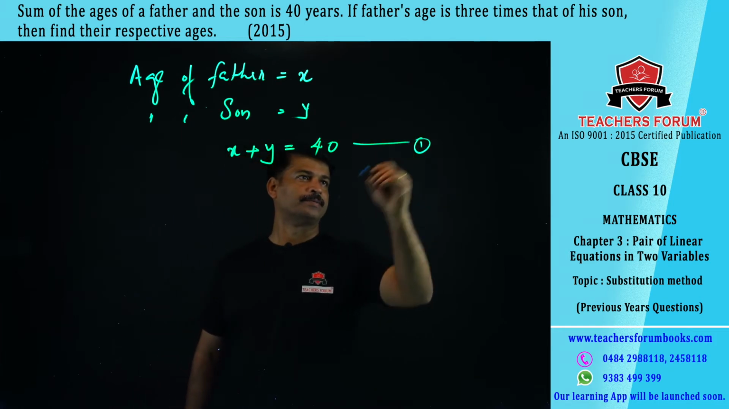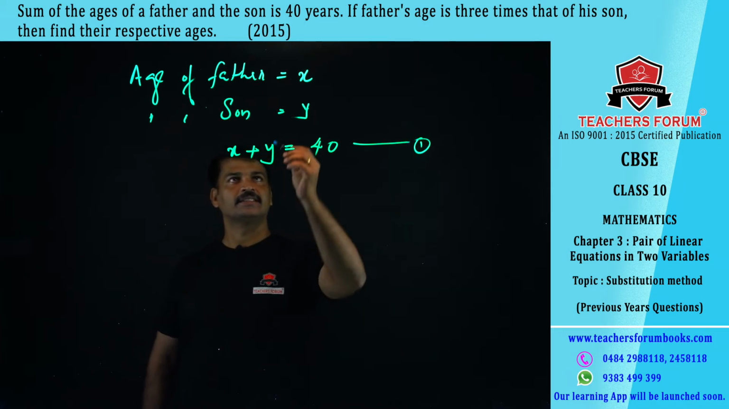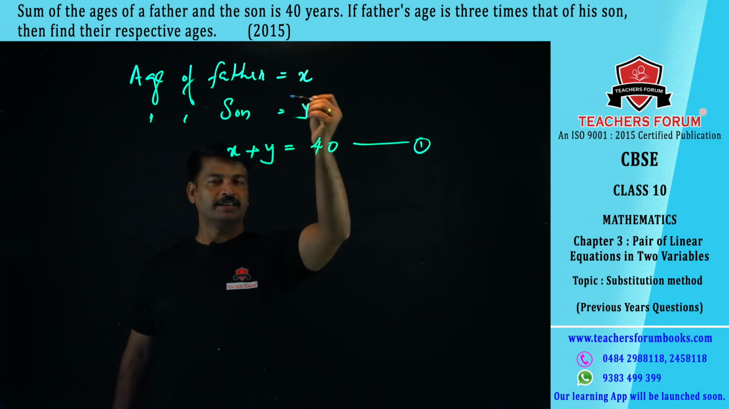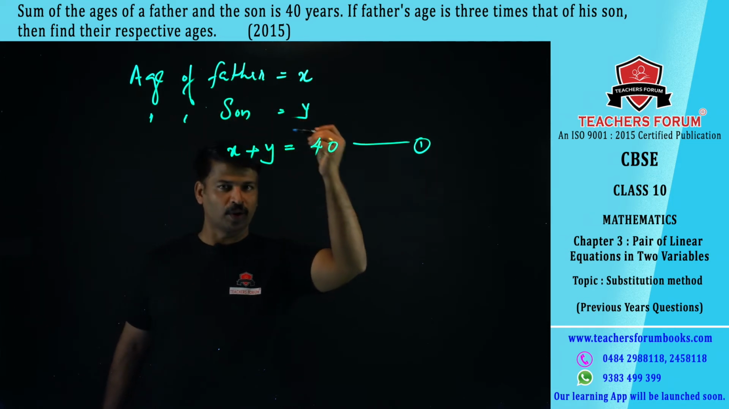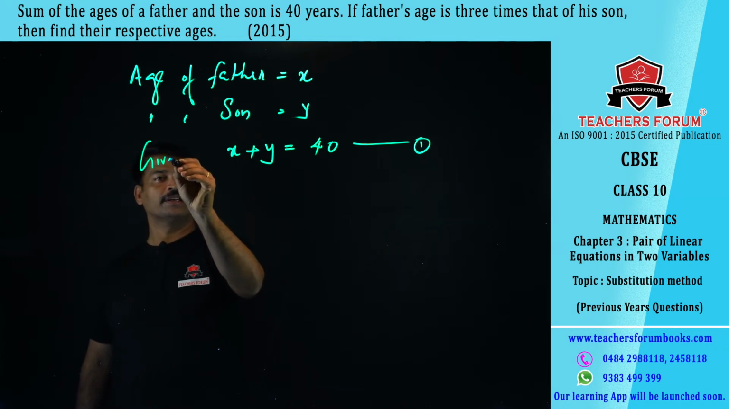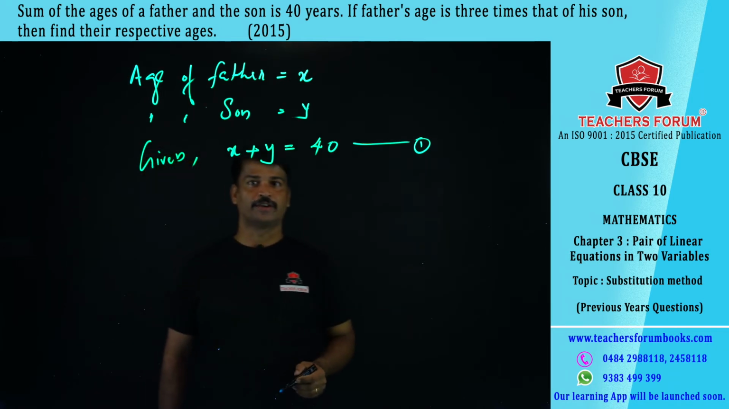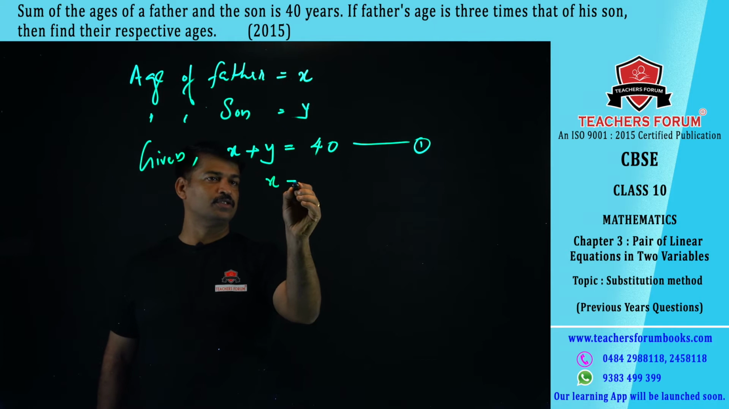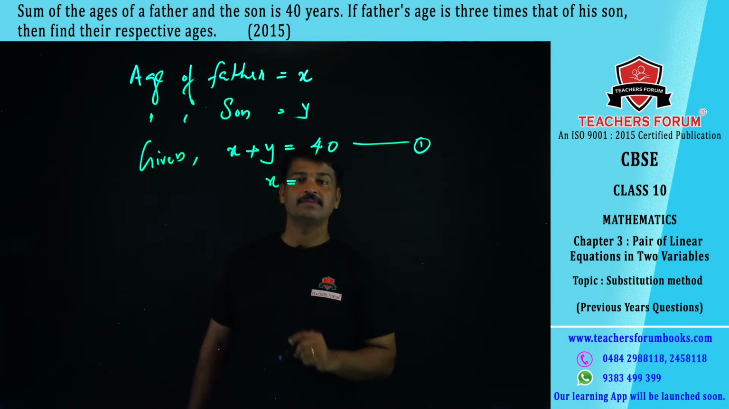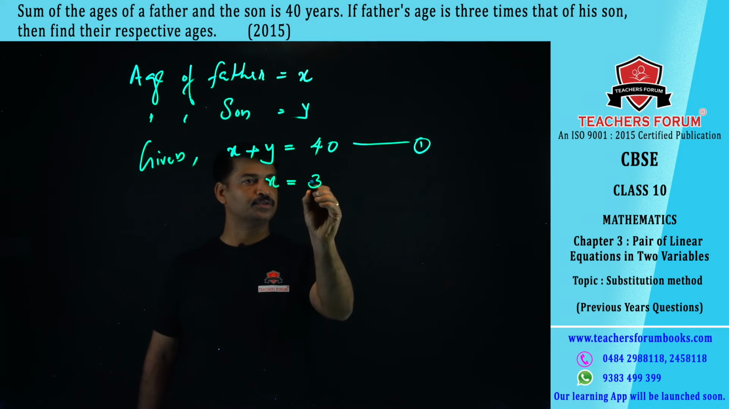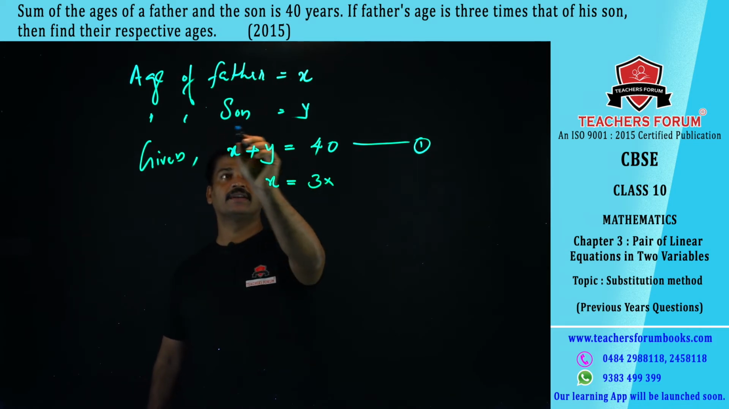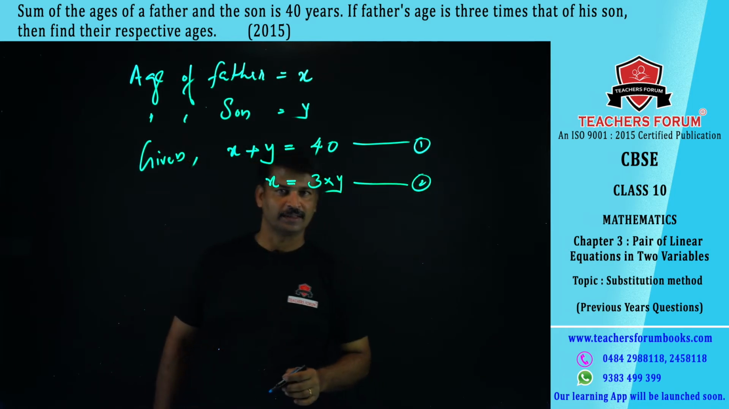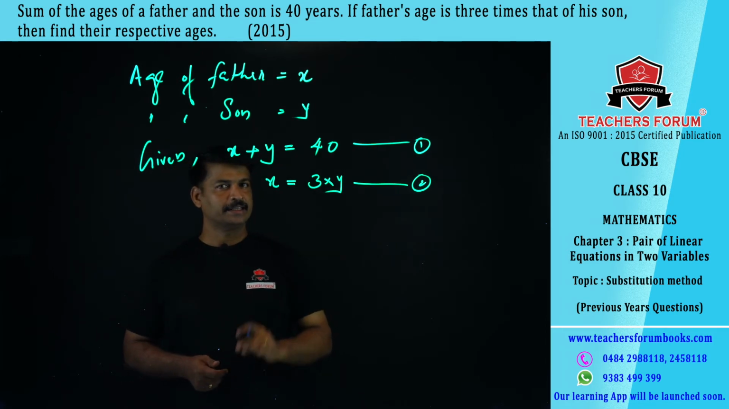Let it be equation number 1. You see, it is given that the sum of ages of father and son is 40. Age of father is x years, age of son is y, then according to the question x plus y is equal to 40. It is also given that the age of father, that is x, is 3 times that of his son. What is the age of son? y. So x is equal to 3y. Let it be equation number 2. I think now we got the equations.